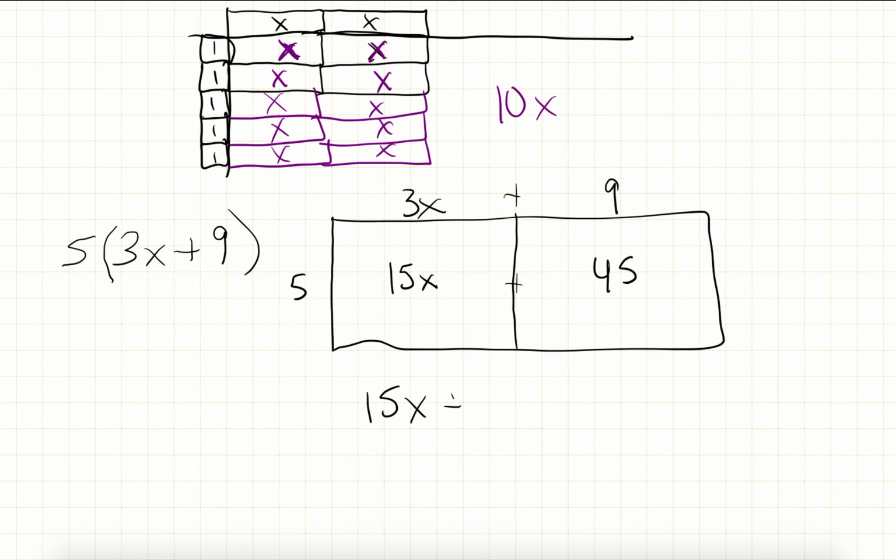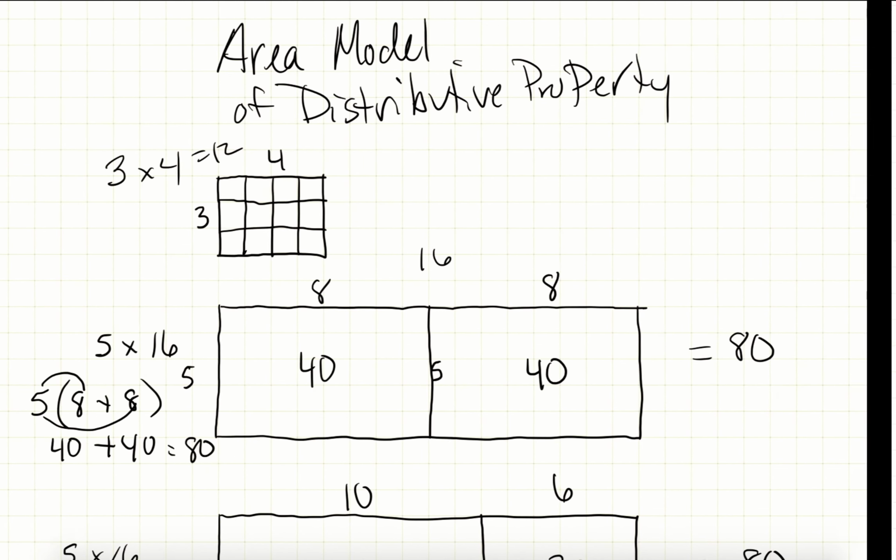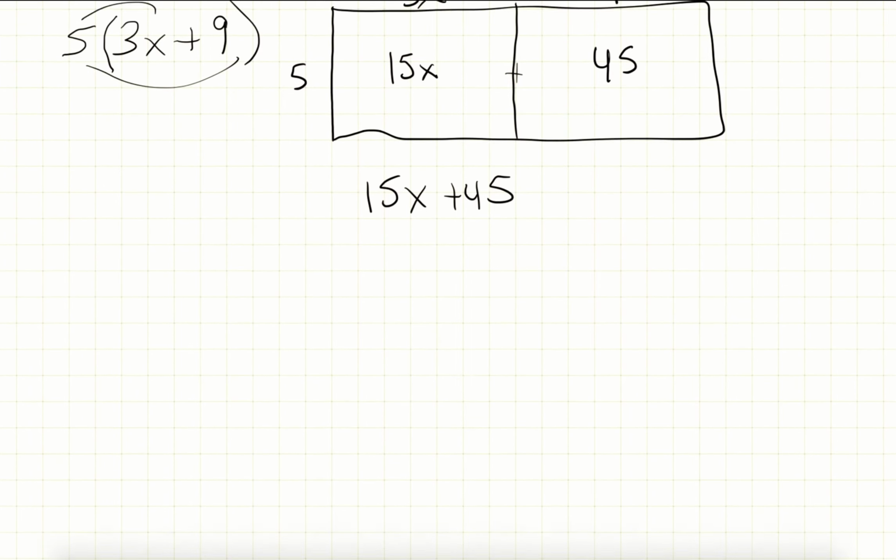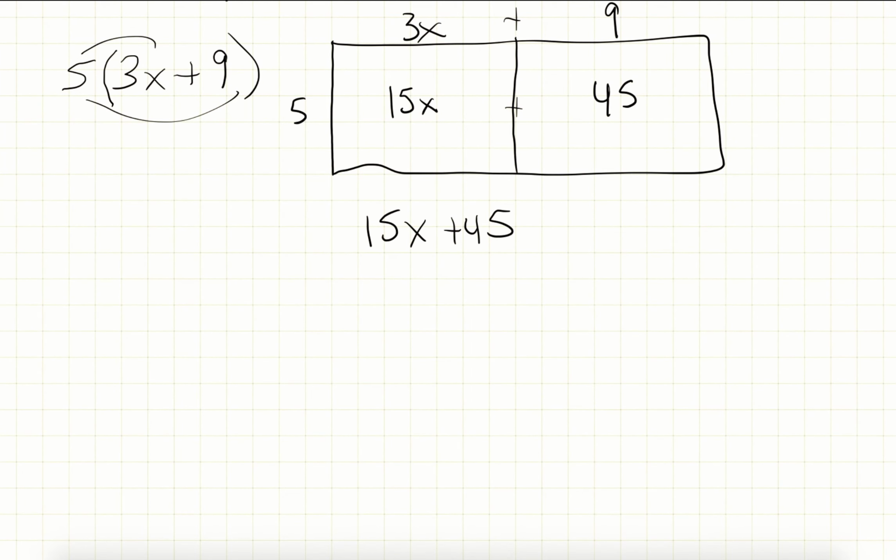So that's 15x plus 45. Now, when we do this with just algebra without the picture, what do we say? Multiply these first two, multiply these second two. Okay, and we get that, right? We get 15x plus 45. But why? The reason is back when we did just regular numbers.